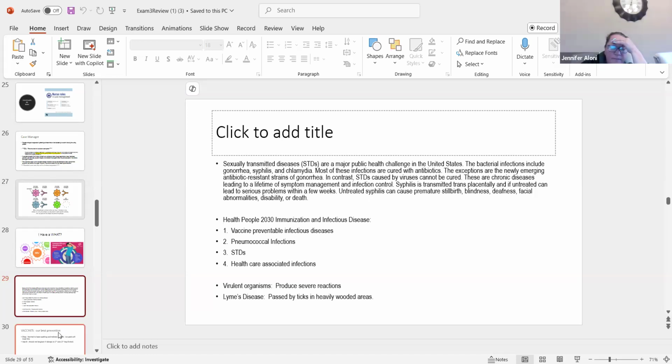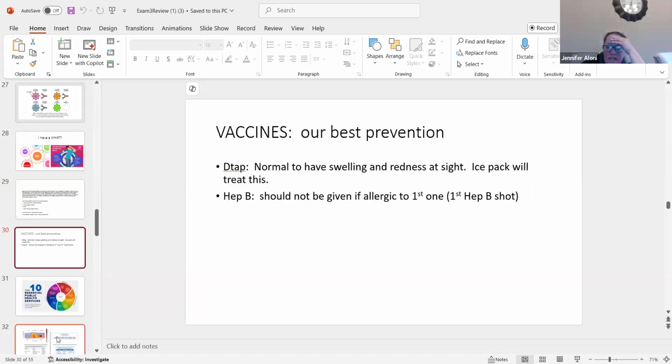Okay. Which brings us back to vaccines again. We have some side effects that I want you to know. On our DTaP, it's normal to have swelling and redness at the site. And the reason you would not give a second dose of your hepatitis B is if you have an allergic reaction to the first one. So if a parent calls and says they got DTaP yesterday and now they have swelling and redness, okay, no big deal. You just put ice on the spot.